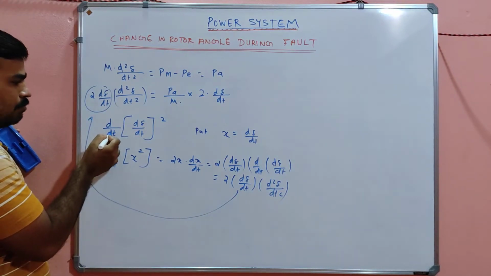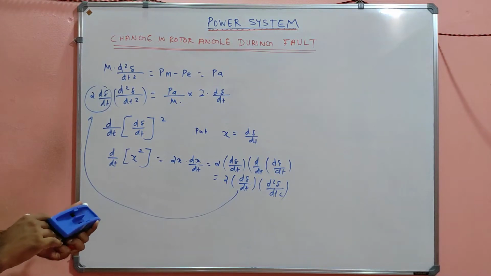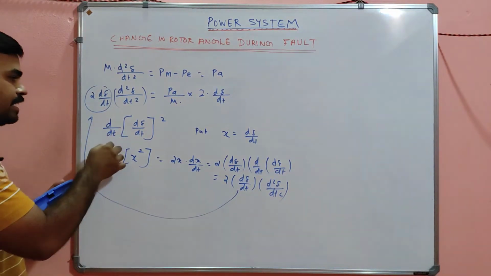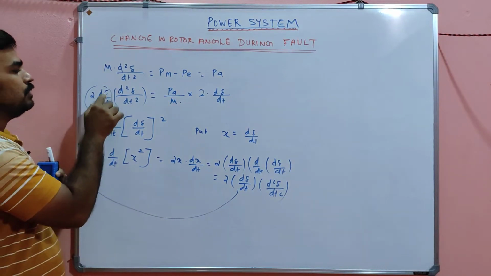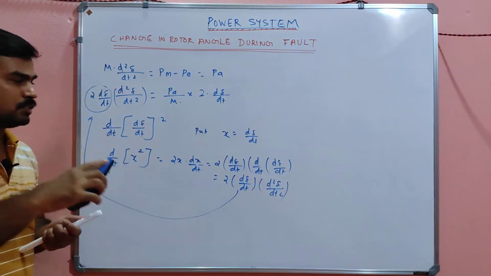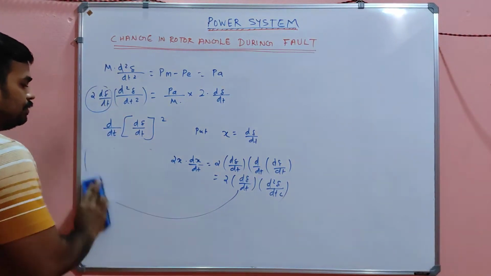So this can be equal to this one. That is my aim. That means d by dt of d delta by dt square is the same as 2 into d delta by dt into d square delta by dt square. That was my aim, my dear. So I can omit this.